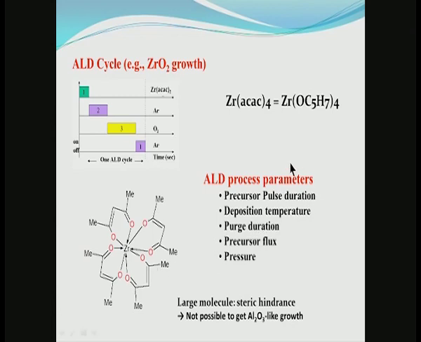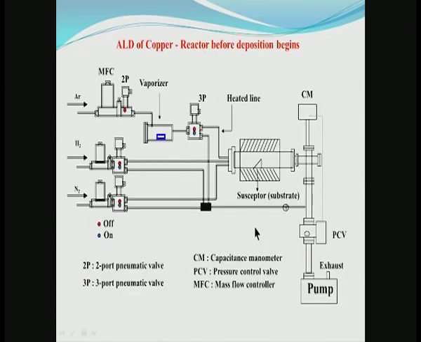Now, what are the process parameters for ALD? It is the precursor pulse duration, substrate deposition temperature, purge duration, pressure. All these together form different parameters that control the ALD process. The chemical nature of the precursors themselves, of course, is fundamental.